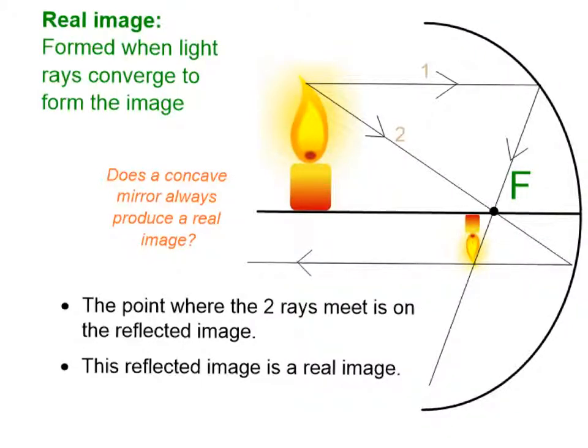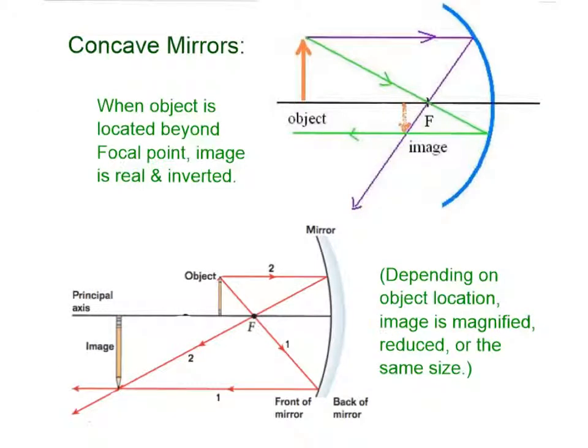We call this kind of image a real image because this image is formed when light rays converge to actual real light rays form to make this image. And that's what's happening here. Does a concave mirror always produce a real image? No, it does in this case, and we're going to look at what different types of images concave mirrors form. So let's look at the different kinds of images that are formed when the object is at different distances from the reflecting surface of the concave mirror.